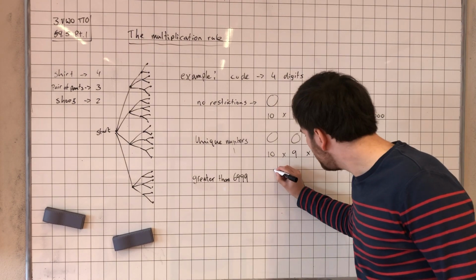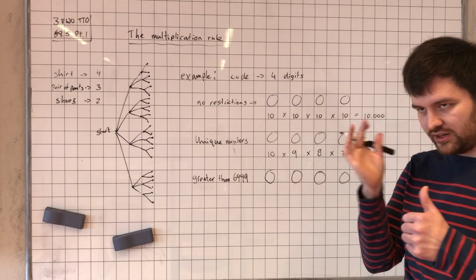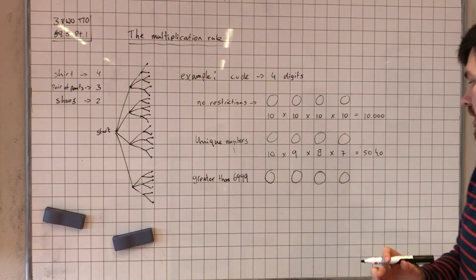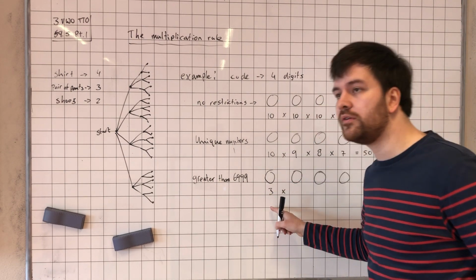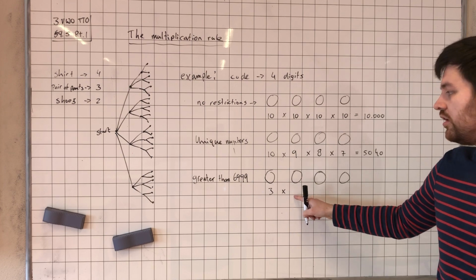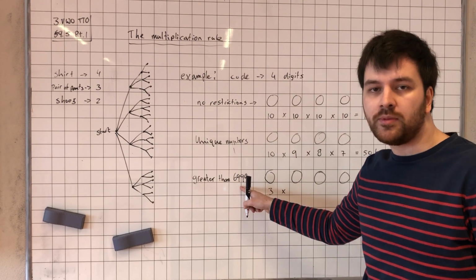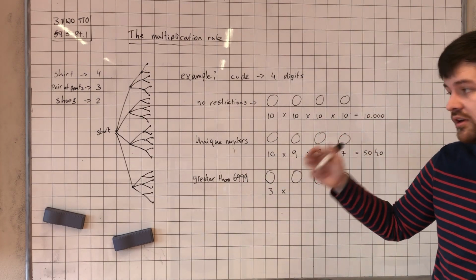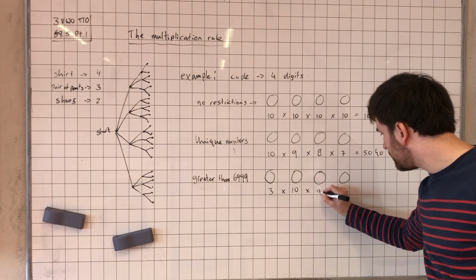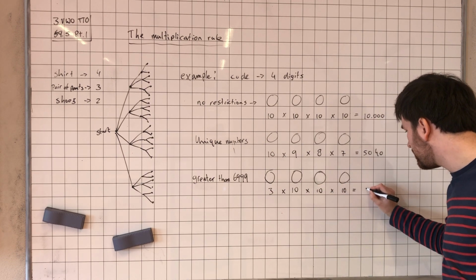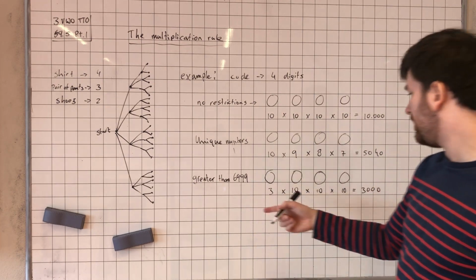So for this first slot, how many different numbers can you fill in? You can fill in a 7, an 8, or a 9. So 3 options. But if you choose one of these 3 numbers, then there are no more restrictions over here, because if you start with a 7, it's always going to be bigger than this number. If you're starting with an 8 or a 9, same case. 3 times 10 times 10, which is 3,000. And it should make sense because there are 3,000 numbers bigger than 6,999.